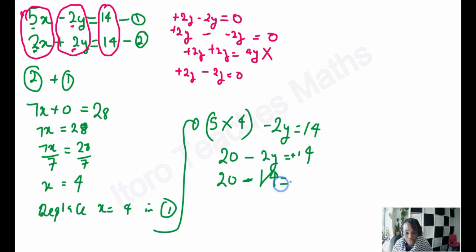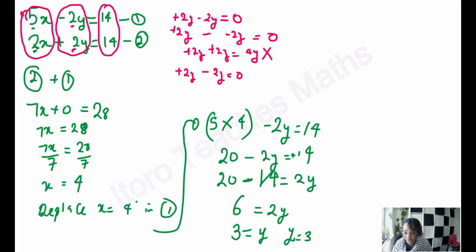And then equals, now we're going to take the minus 2y, don't forget the minus sign here, over to the other side of the equation. And when we do that, it becomes plus 2y. So we'll leave out the plus and just write it as 2y. So 20 minus 14 is 6. 6 equals 2y. So like before, we're going to divide both sides of the equation by 2. So 6 divided by 2 is 3. 3 equals y, or we can have this as y equals 3.